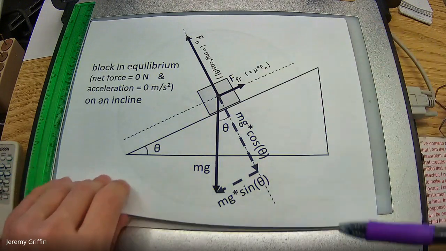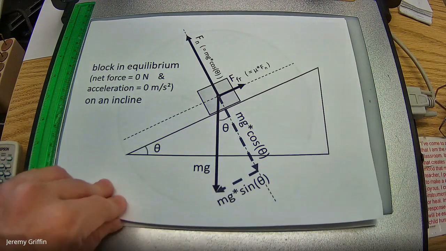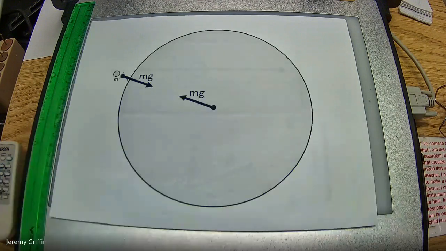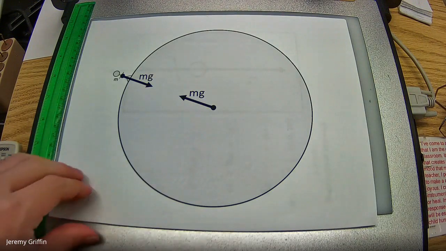What you're looking at right here is called a free body diagram. So it's just a diagram that has all the forces labeled. There's a certain way to put them together. I'll talk about that more in the future.